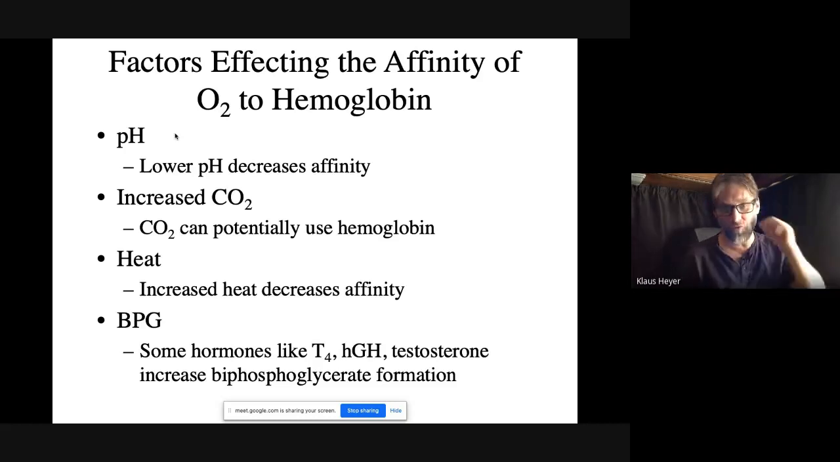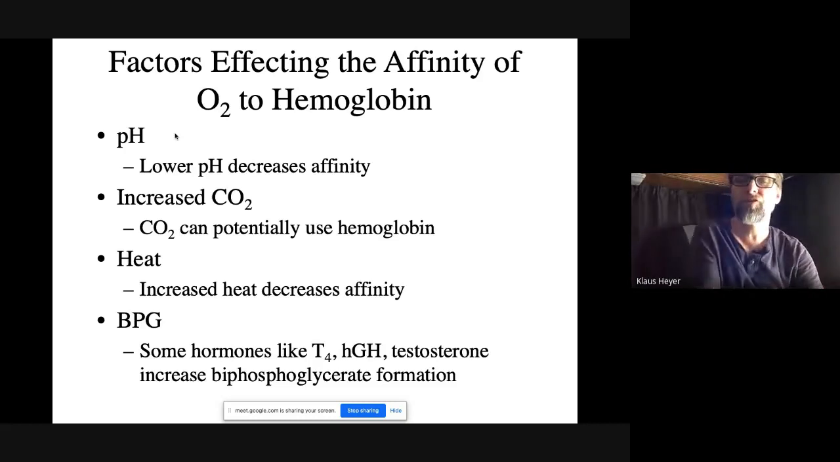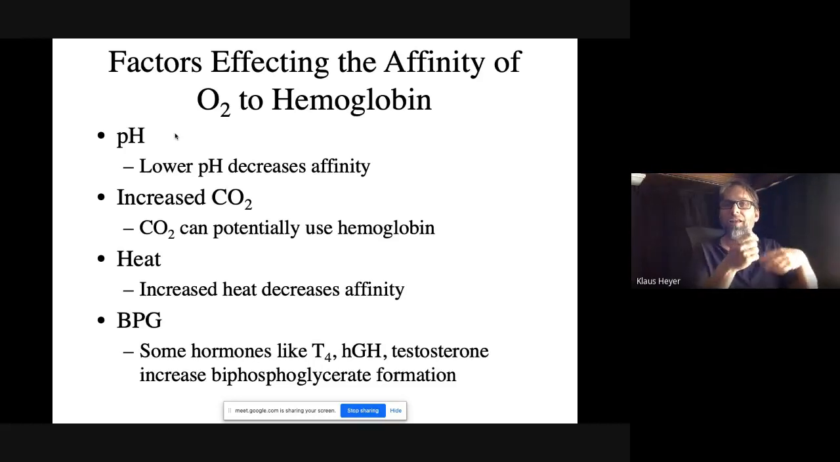And BPG, biphosphoglycerate. You could just put BPG because that's what most people call it. There are hormones that increase the formation of BPG, and the more BPG you have, the less affinity you have. So this is the same thing. The more BPG you have, the more the oxygen is going to break away from the hemoglobin. And that's fine, because in this case, if it's HGH or testosterone, you're trying to maybe grow. So you want the oxygen to break away.